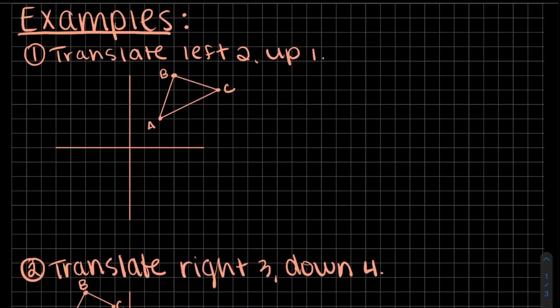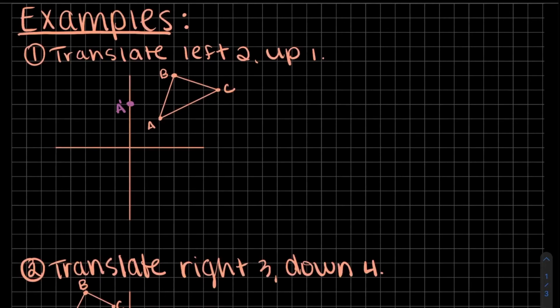In the first example, it wants us to translate this triangle left 2, up 1. The way we will do this is we will start at point A and we will move point A left 2 boxes and then up 1 box. This will be the location of our new point A, and we will call that A prime.